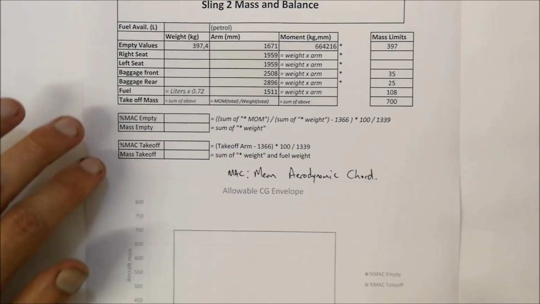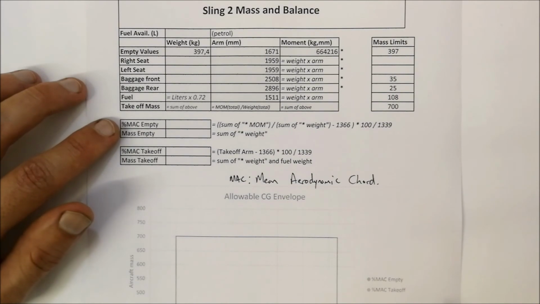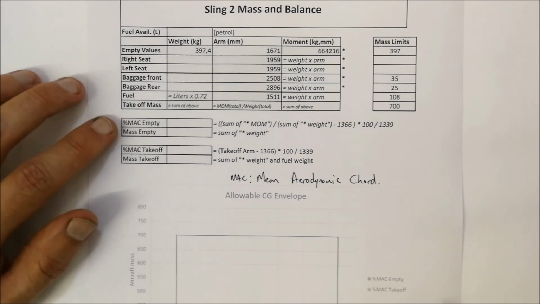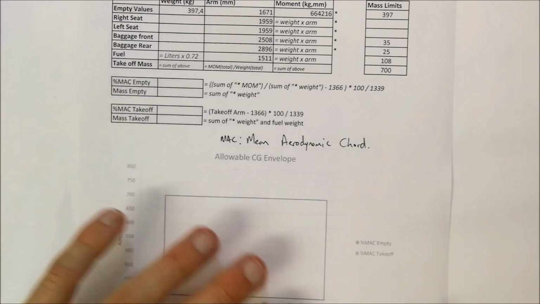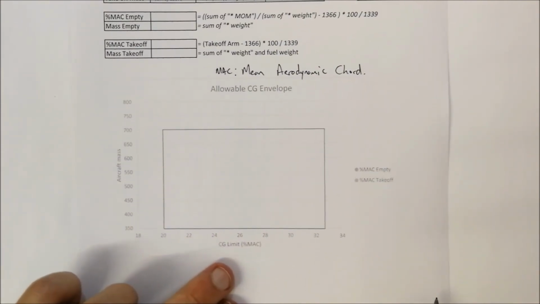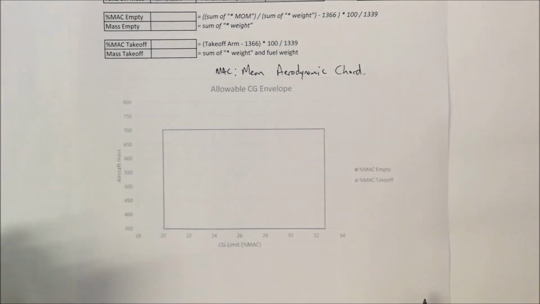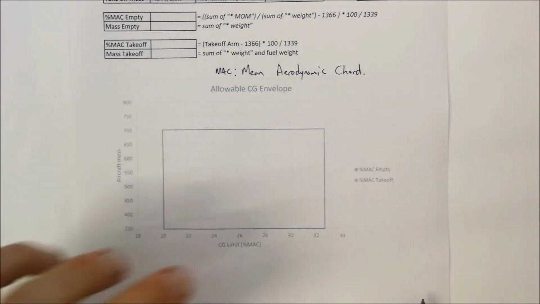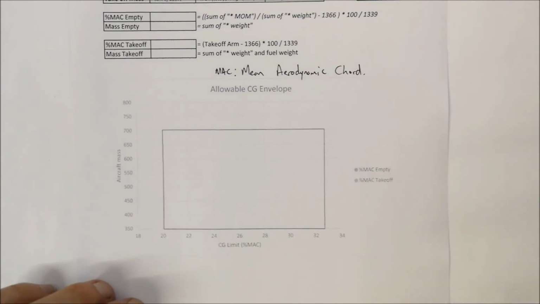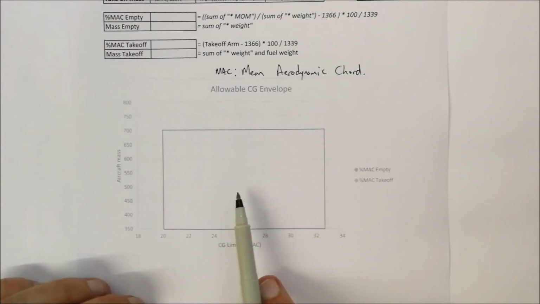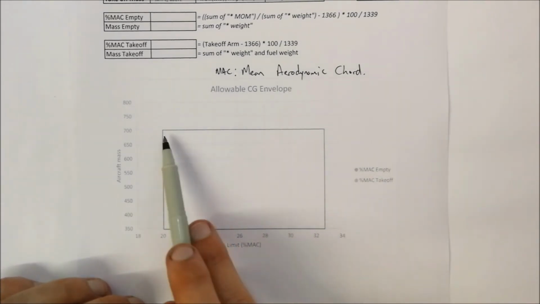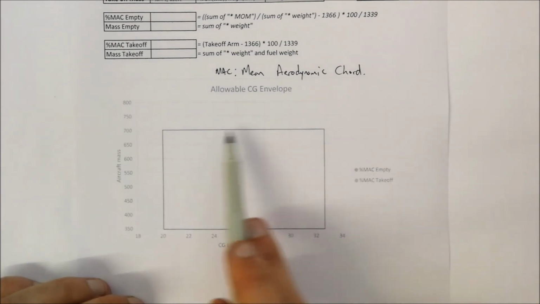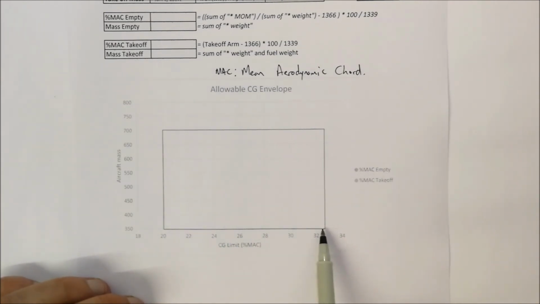And then once we've done that, we can plot this percentage MAC empty and the mass empty as XY coordinates on this specific graph. And we're also able to then look at the percentage MAC at takeoff and the mass at takeoff and plot in this specific graph. And we've got to make sure that the empty and takeoff percentage MAC is within this envelope or within this specific rectangular shape, and if it is, it's safe then to take off or land.